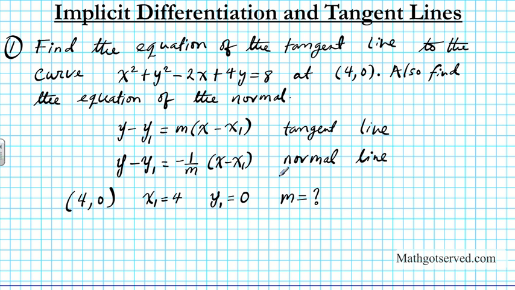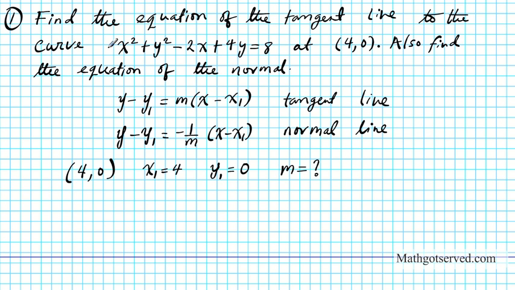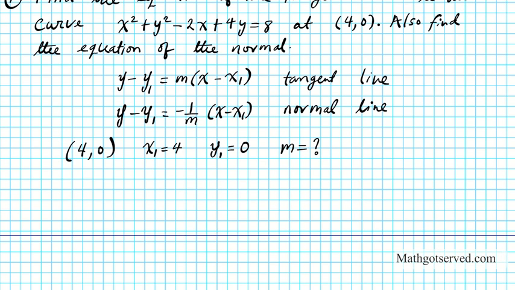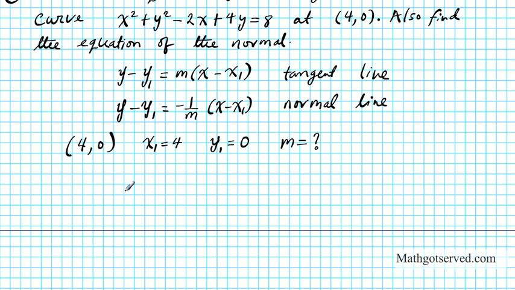The tool that can help us find the slope at just a point is the derivative. That's the power of the derivative: it enables us to find the slope of a curve with just 1 point. So all we need is the derivative of this function, and then we'll evaluate it at this point, and that will tell us what m is. Since this is an implicitly defined function, we need to use implicit differentiation. We have x squared plus y squared minus 2x plus 4y equals 8.